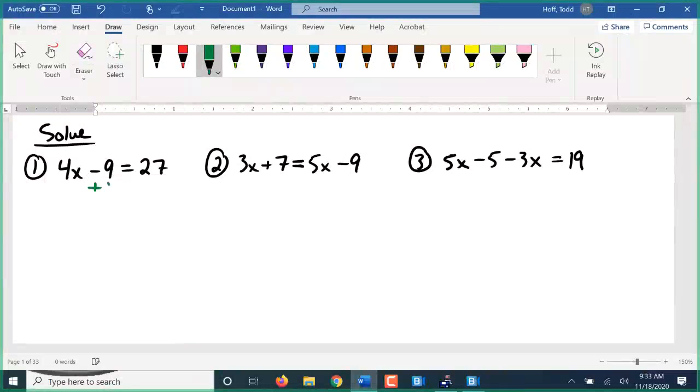So we'll add 9 to both sides to get rid of the minus 9. So 4x equals 27 plus 9 is 36. And then the 4 is multiplying x, so we get rid of it by dividing. So we have x equals 36 divided by 4 is 9.